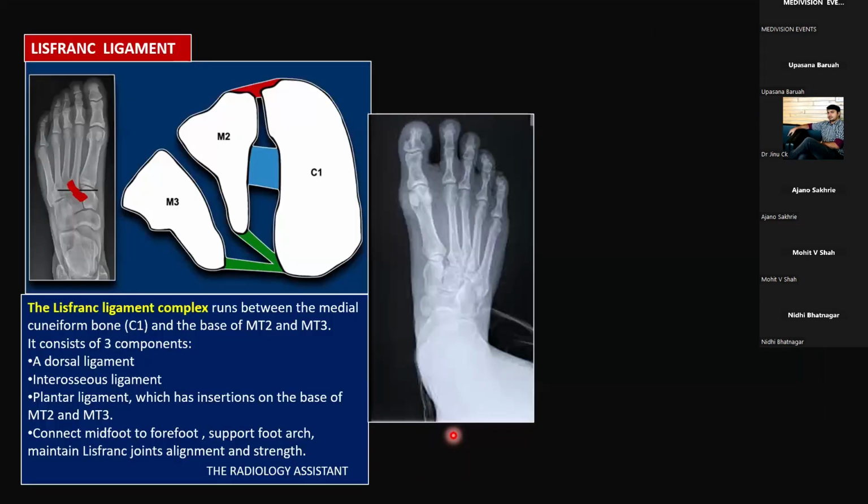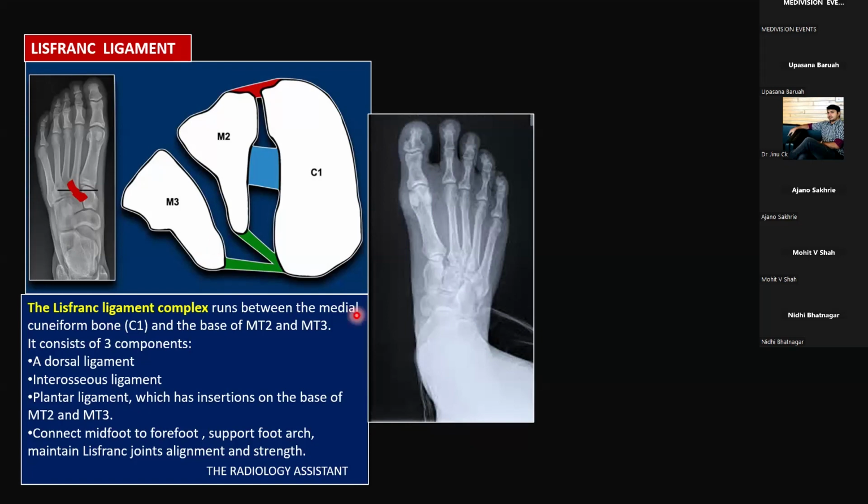So the next ligament is the Lisfranc ligament. It's passing from the medial cuneiform to the base of the second metatarsal, and we have to place our probe in this direction. It has basically 3 components: the dorsal, interosseous, and the plantar component. But usually we scan the dorsal one, and it maintains the Lisfranc joint alignment and strength, and connects the midfoot to the forefoot and supports the foot arches.